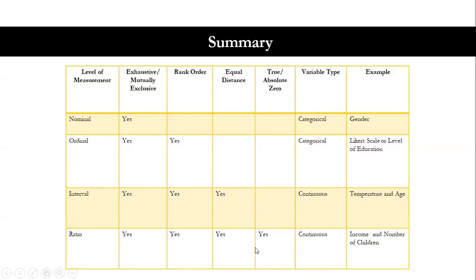Also, another thing to point out here is that nominal and ordinal level variables are usually categorical in nature, and interval and ratio level variables are usually continuous in nature. And here are just a few examples of each of these kinds of variables.